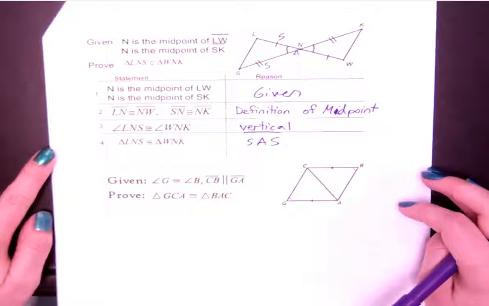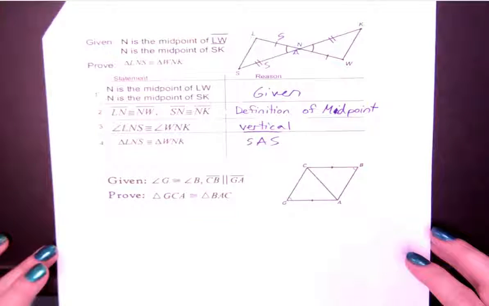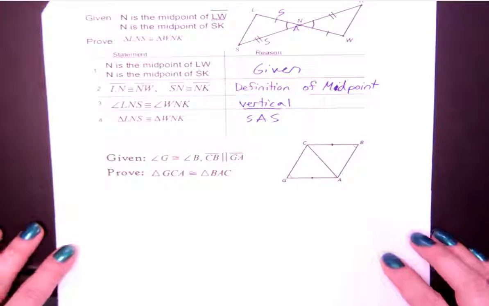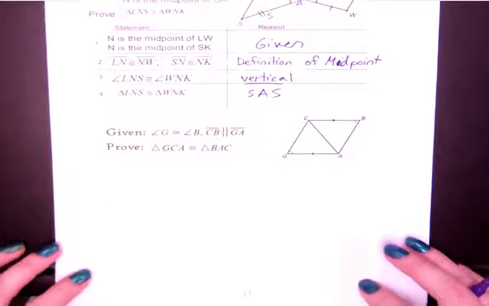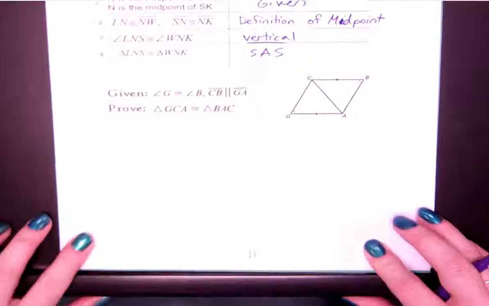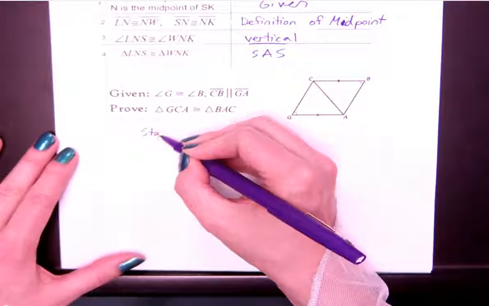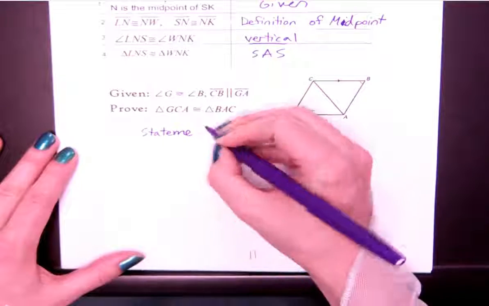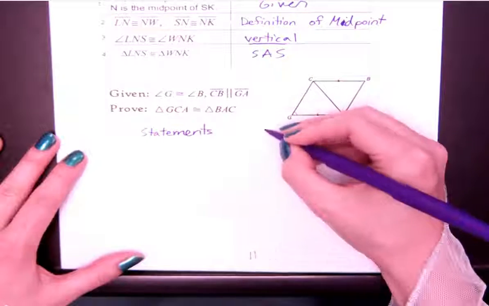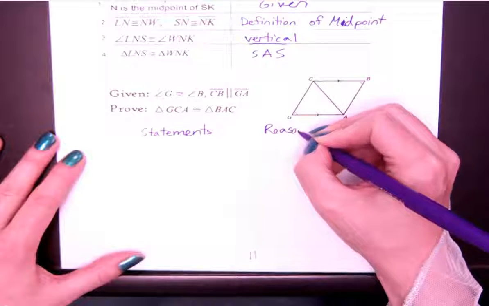The first ones are the hardest, and then they just kind of get easier as we go along. Part of it is that you also get familiar with some of the terms, so it gets easier. Okay. You will. So we're going to go ahead and write our proofs here, so statements and reasons.